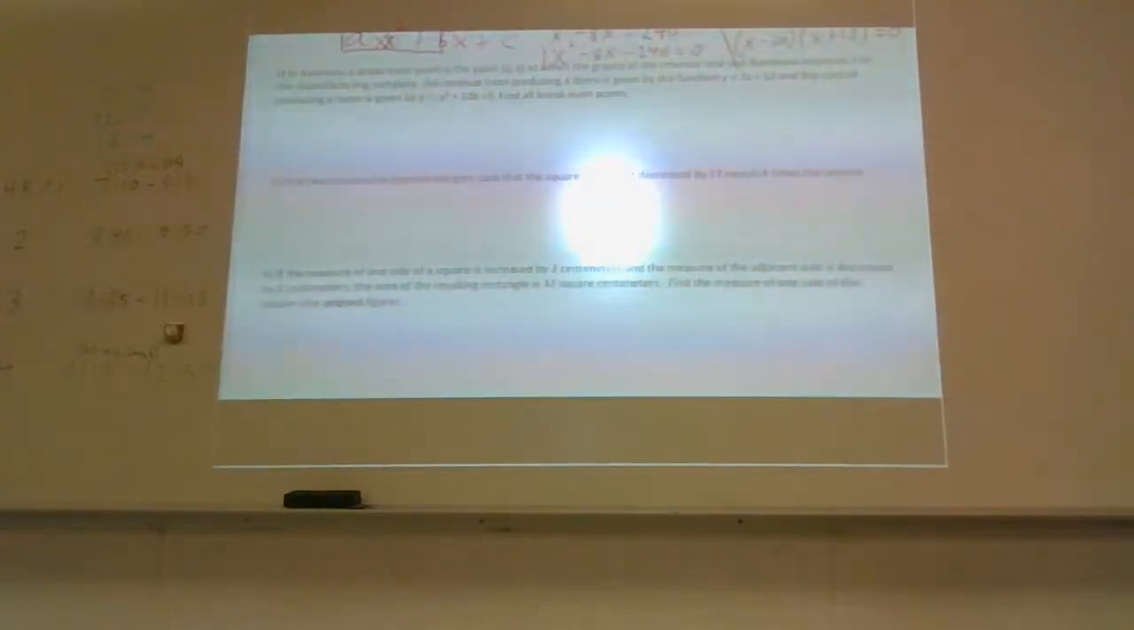Number 2. In business, a break-even point is the point (x, y) at which the graphs of the revenue and cost functions intersect. For one manufacturing company, the revenue for producing x items is given by that function, and the cost of producing x items is given by that function. And then they want you to find all break-even points.